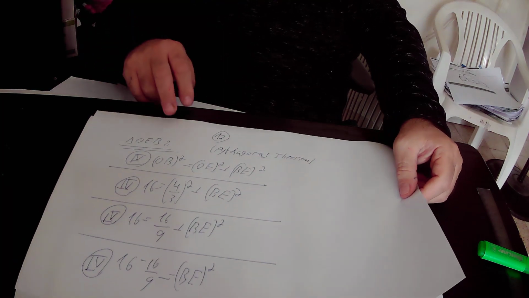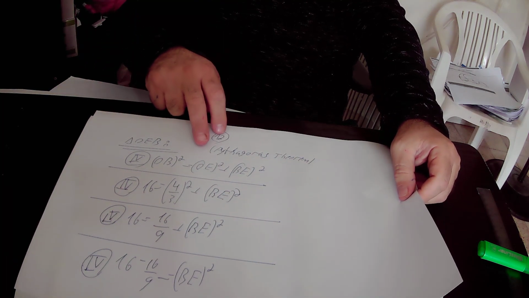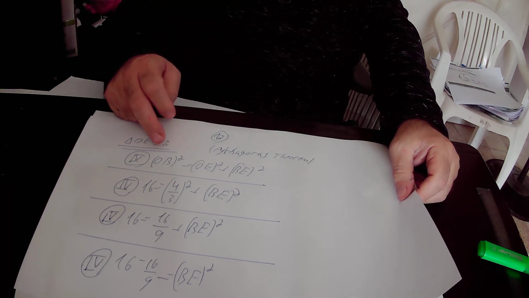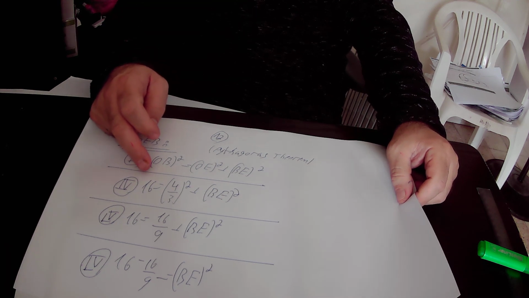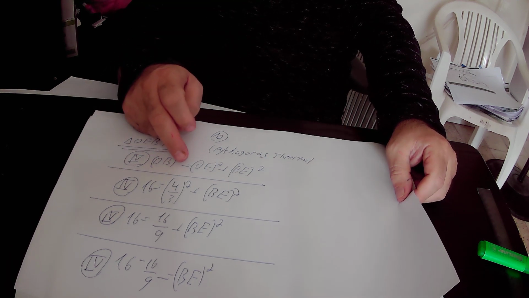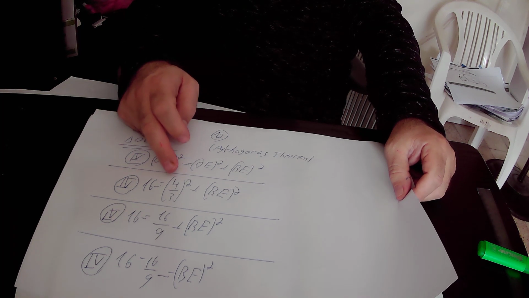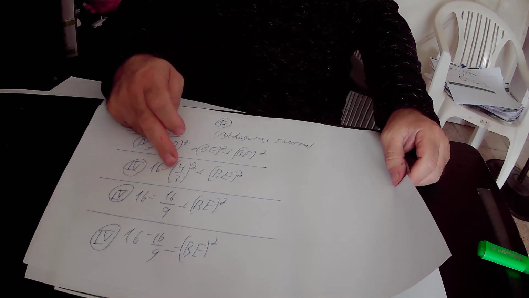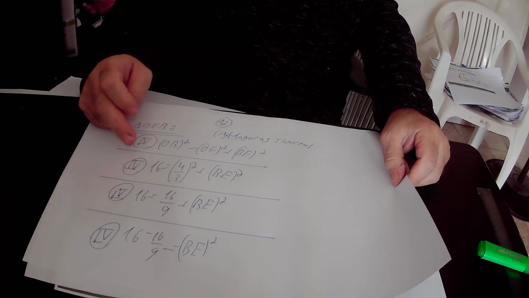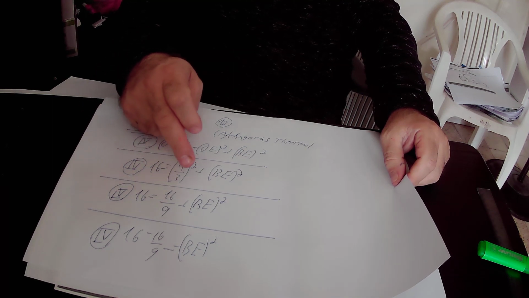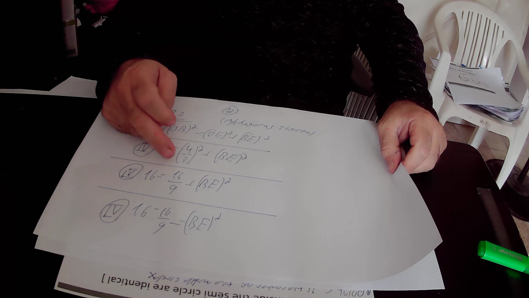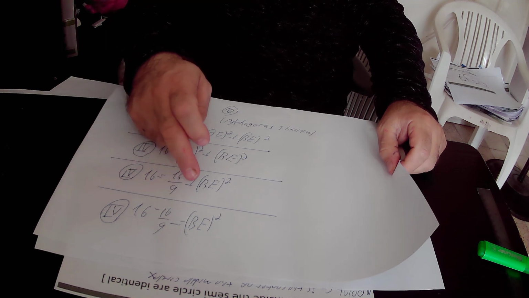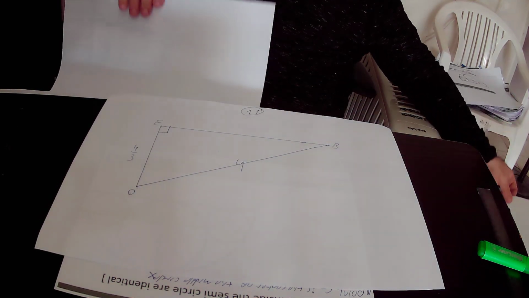BO square equals OE square plus BE square according to the Pythagoras theorem. OB equals 4 units, so OB square is 4 square, which equals 16. OE equals 4 over 3 units, so OE square is 4 over 3 square, which equals 16 over 9. So we got that 16 equals 16 over 9 plus BE square. We subtracted 16 over 9 from this equation, equation number 4, and we got that 16 minus 16 over 9 equals BE square.